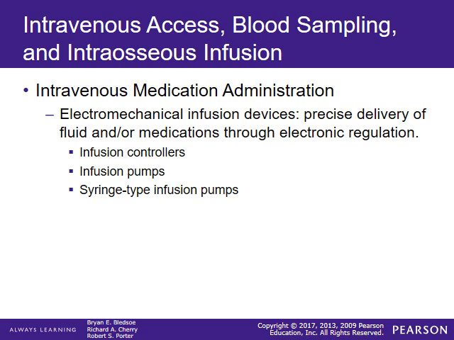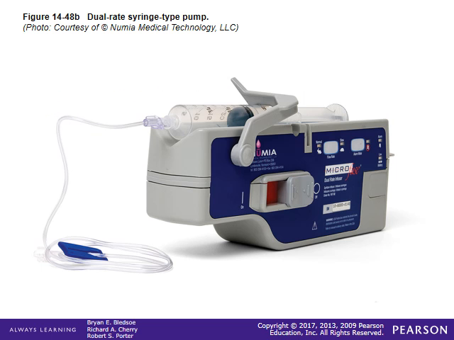Electrical mechanical infusion devices are designed to precisely deliver fluid and medications through a pump. These include infusion controllers, pumps, and syringe type infusion. This is an example of a syringe type infusion pump where the rate is dictated by the speed at which the pump presses on the plunger of the syringe. This is one of the common ways of administering medication that does not need to be accompanied by a fluid bolus or within a fluid environment.